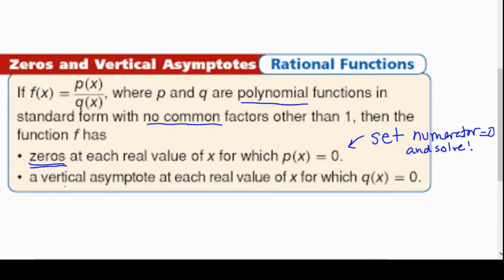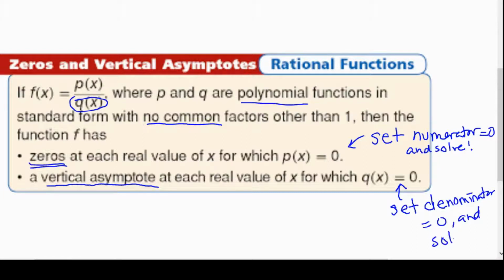Now, our second bullet says that we can find vertical asymptotes at each real value of x for which q of x is equal to 0, and q of x is your denominator. So again, excluded values create vertical asymptotes, and we know that excluded values come from our denominator. So when our q of x is equal to 0, we find vertical asymptotes. So in this case, we will set our denominator equal to 0, and we will solve. All right, let's do it.